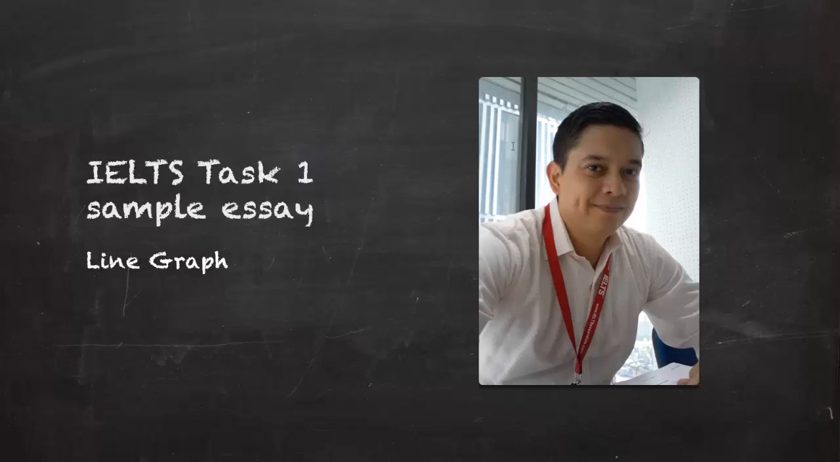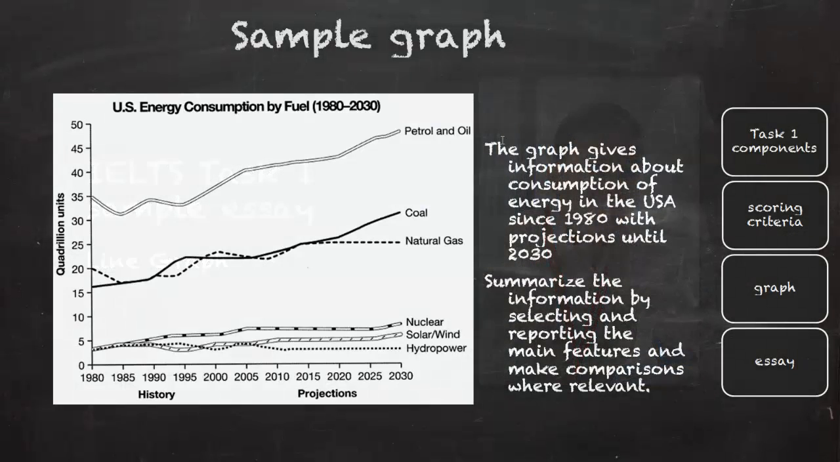My name's Ian, and I'm going to guide you through this sample task 1 essay, and it's going to be a line graph. If we have a look at this line graph, you can see the title is U.S. Energy Consumption by Fuel from 1980 to 2030.